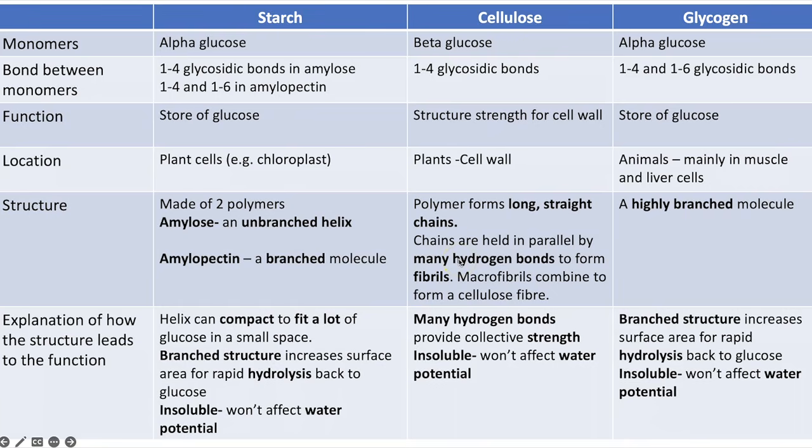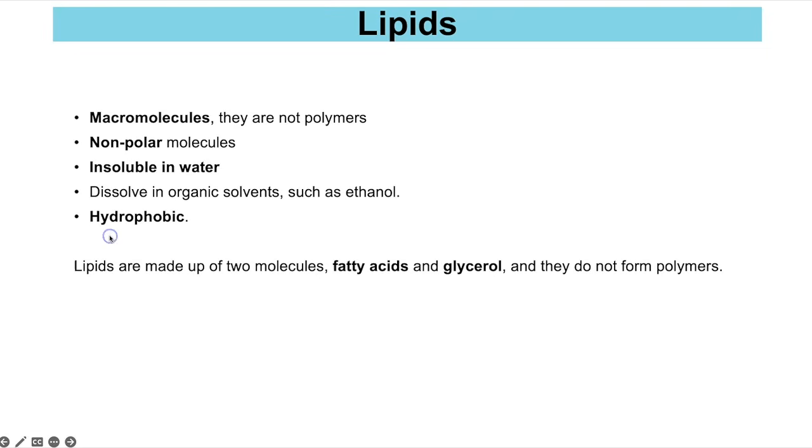A single hydrogen bond is actually very weak, but because there are so many holding together your chains of beta glucose, which is then called a fibril or a microfibril or a macrofibril, that is what provides the structural strength.